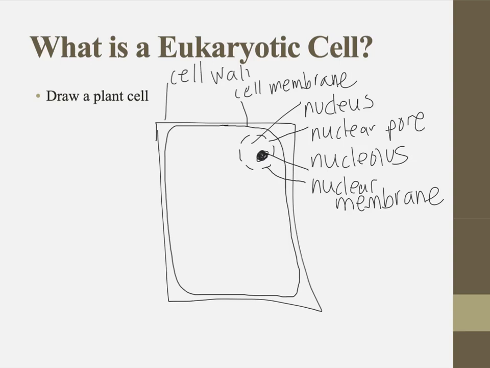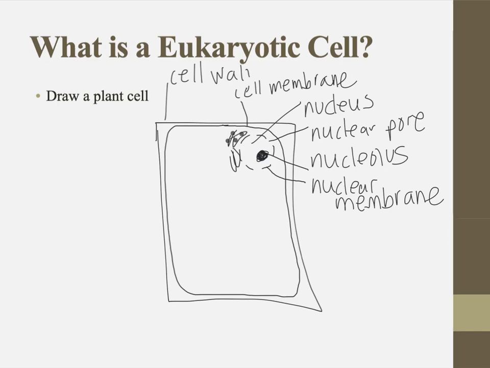Okay, so we've got the nucleus, the whole thing, the nuclear membrane, which goes around the outside of it, the nuclear pore, which is the holes, and then the nucleolus. Attached to the nucleus is our rough ER and our smooth ER. So a series of membranes here. Again, on my rough ER, I'm going to find ribosomes.